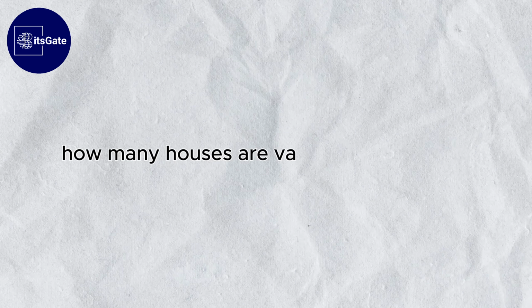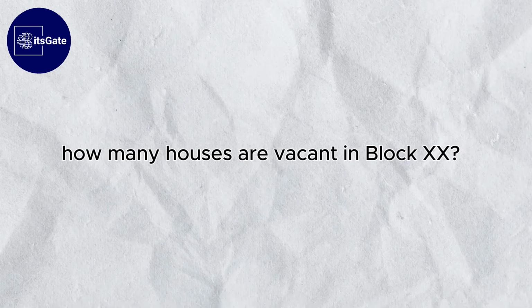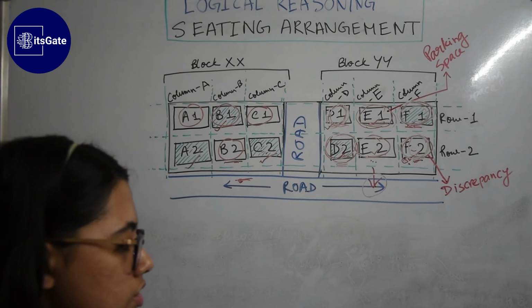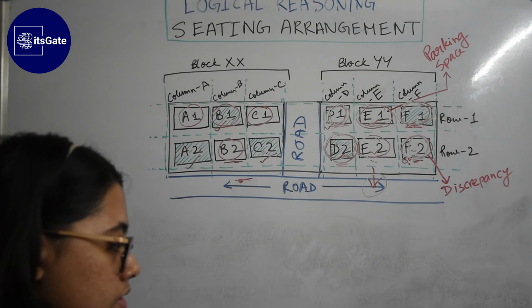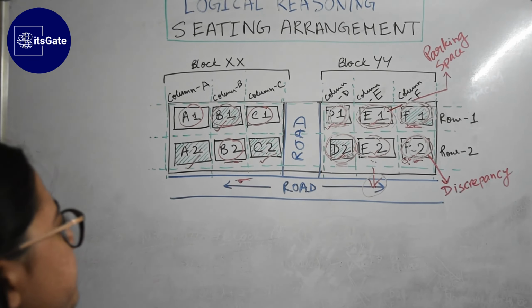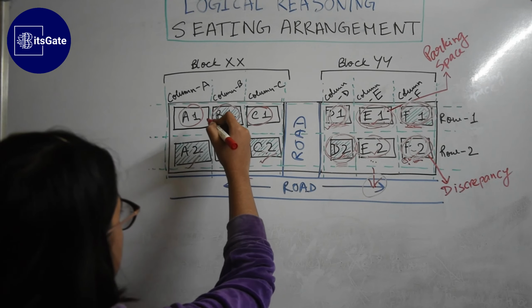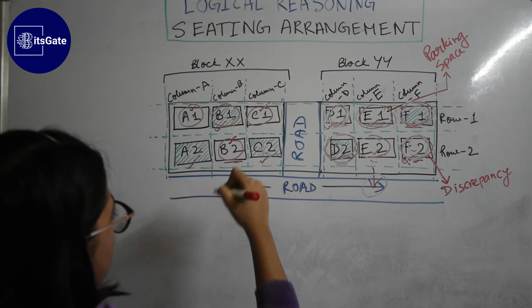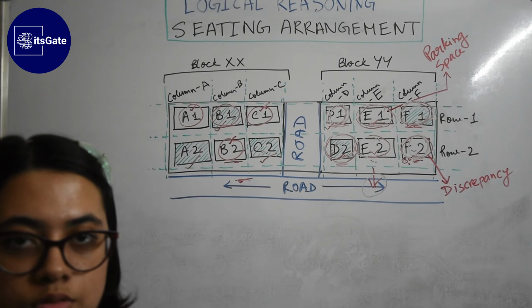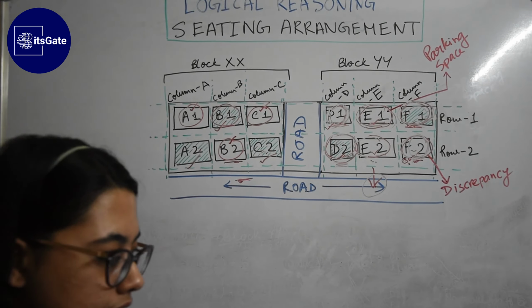So the first question says, how many houses are vacant in block XX? Actually, this is not an MCQ question. This is a numerical question where you have to type the answer. So let's move to the solution. In block XX, the vacant houses are A1, C1, B2. So there are 3 houses which are vacant in block XX.